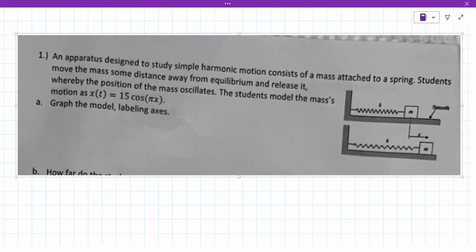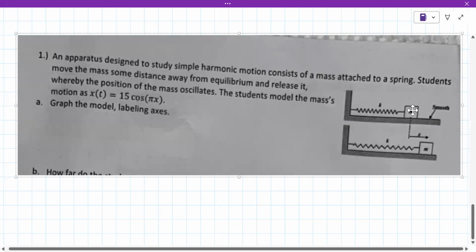So let's take a look here. An apparatus designed to study simple harmonic motion. Yeah, no, I noticed you changed seats. I saw you were sitting there, so I just thought I'd check. Yeah, just let me know when you're ready. Happy to continue. Oh, I'm ready.